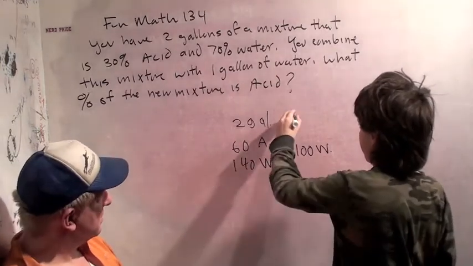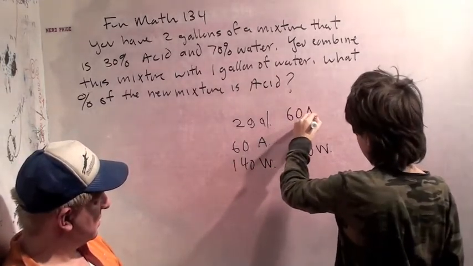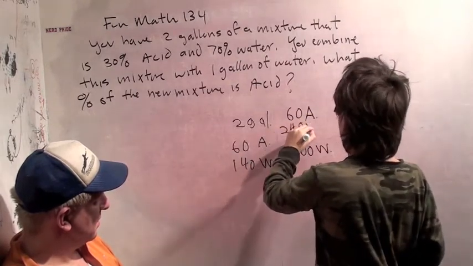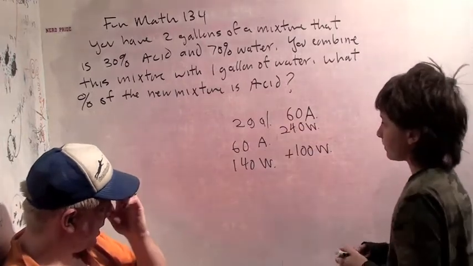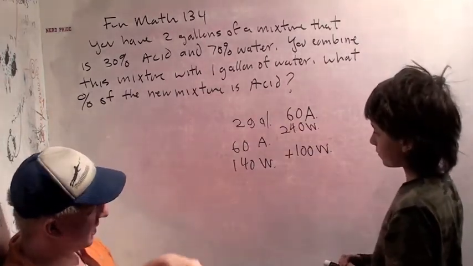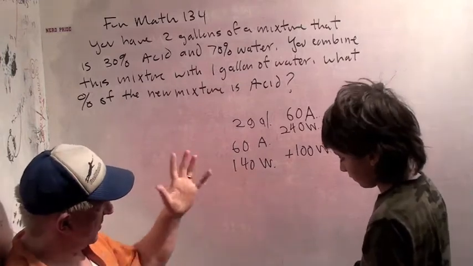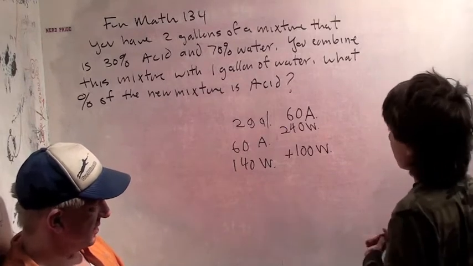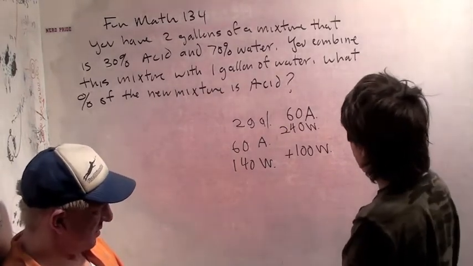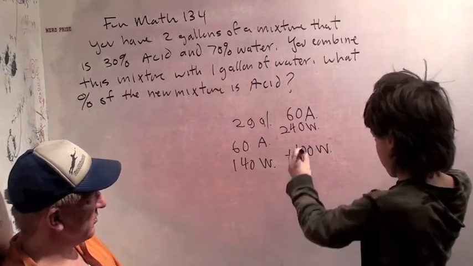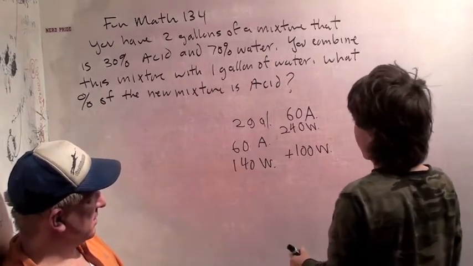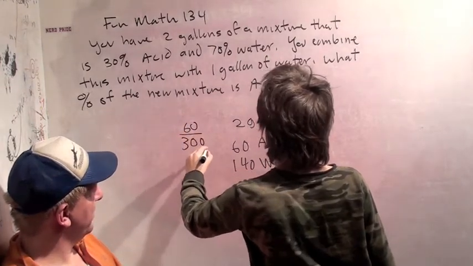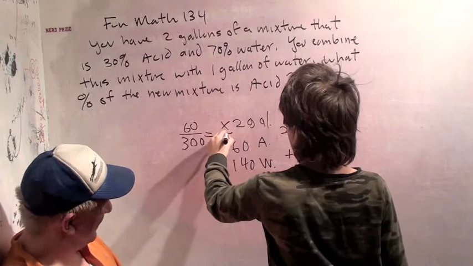So we've got 60 acid and 240 water. Okay, so you've got 60 acid and 240 water in your mixture. So what percent of the new mixture is acid? Please write. Don't talk. Well, you've got 60 over 300, equals x over 100.